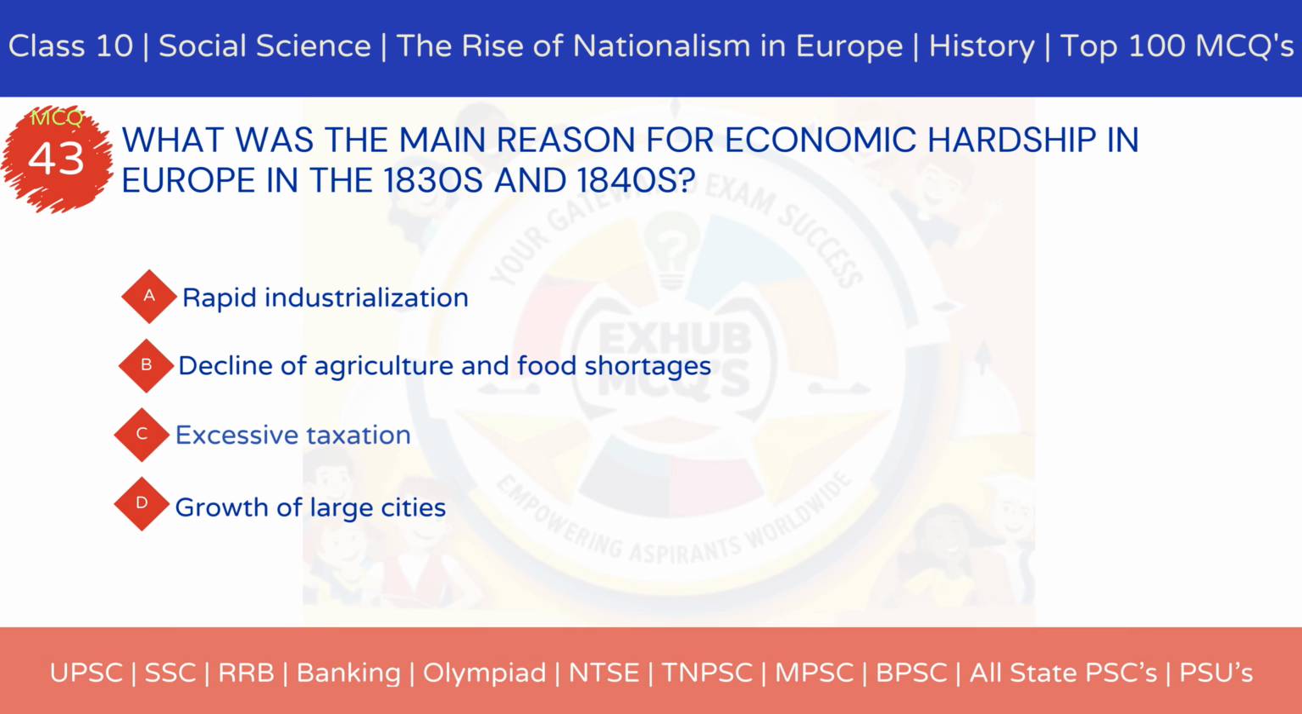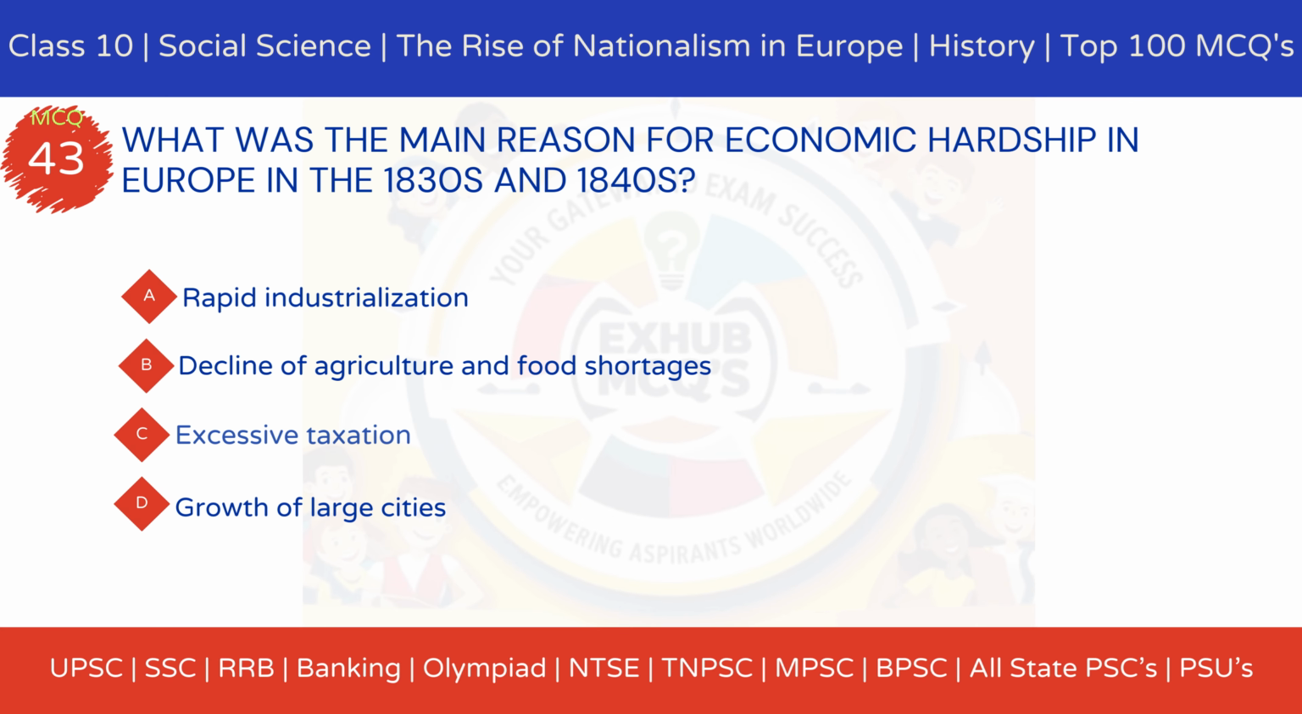MCQ 43. What was the main reason for economic hardship in Europe in the 1830s and 1840s? Option A, rapid industrialization. Option B, decline of agriculture and food shortages. Option C, excessive taxation. Option D, growth of large cities.